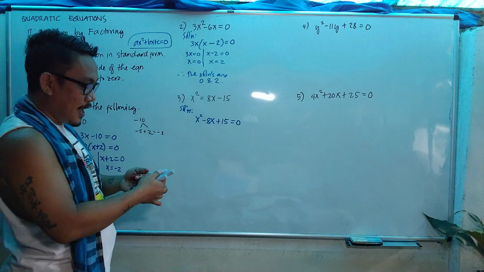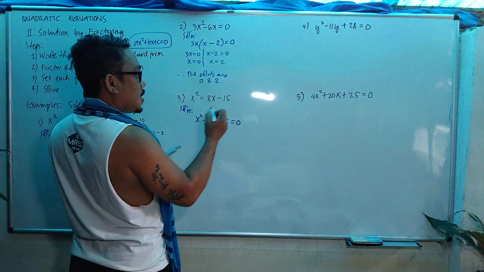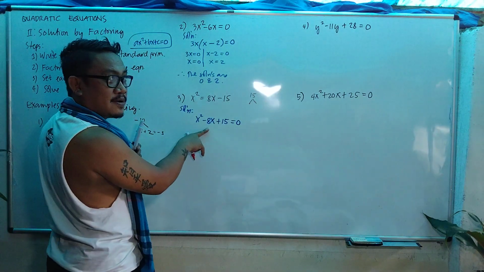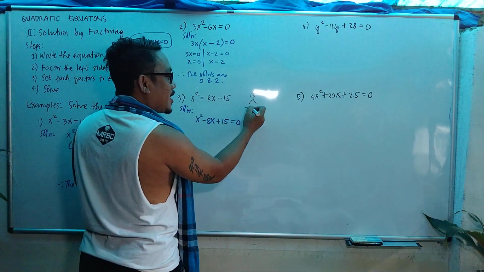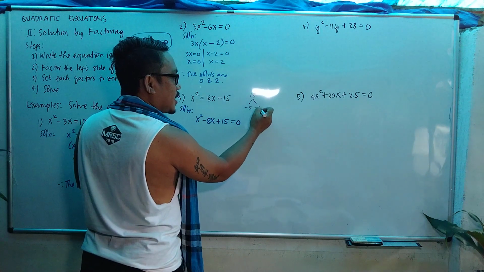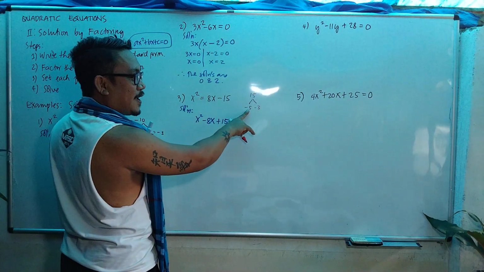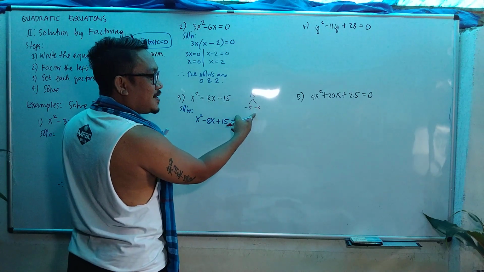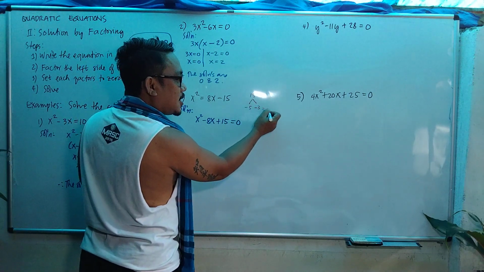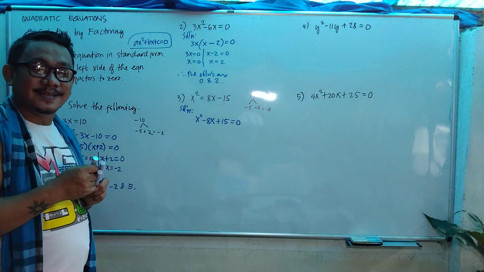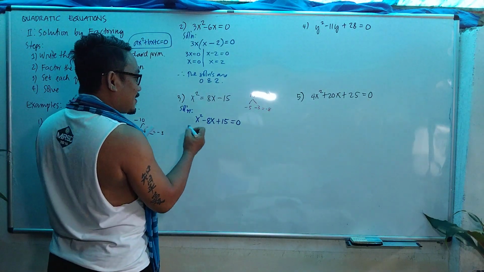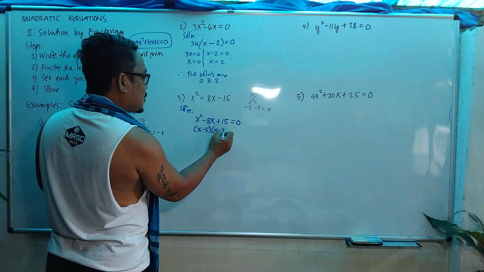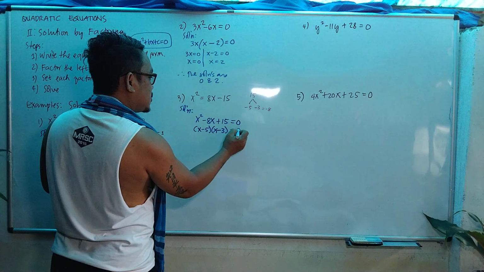So look at 15. Klaro naman kayo ng 15, no? What are the possible factors of 15? Negative ang tunga, negative 8. So, klaro kayo nga negative 5 and negative 3. Because negative 5 times negative 3 is positive 15. Then, if you add this, negative 5 minus 3, that is negative 8. So, klaro kayo. So, the factors are x minus 5 times x minus 3 is equal to 0.